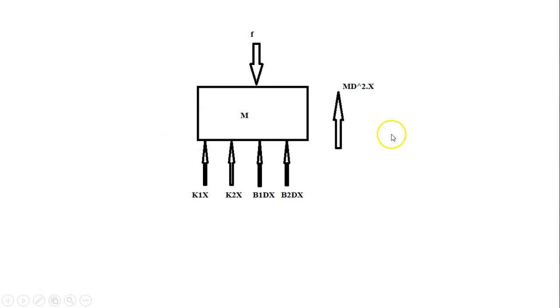Now, these are the different forces acting on this mass m. Therefore, considering the equilibrium of forces, which equation can we write? F is equal to k1x plus k2x plus b1D into x plus b2D into x plus m D squared x. Therefore, this is the equilibrium force equation related to mass m.